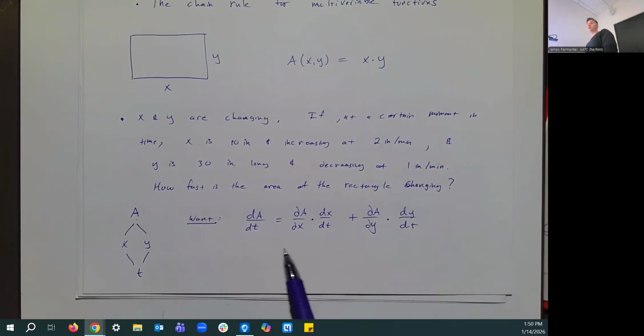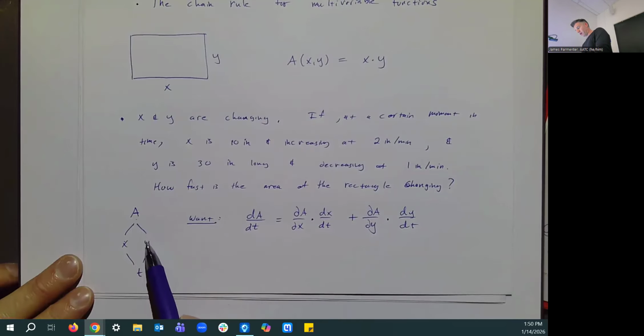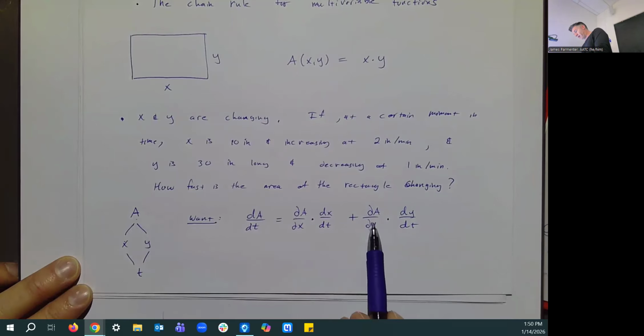So this right here is the chain rule. If you're trying to find the derivative of a function, you have to find all the pathways to get you from the top function to the bottom level variable. And then every time you go from one level to another, it's a derivative. So from a to y is a derivative of a with respect to y. From y to t is a derivative of y with respect to t.